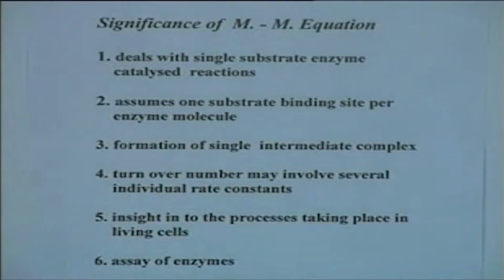The second limitation, and of course the significance of the Michaelis-Menten equation, is that it assumes one substrate binding site per enzyme molecule. When we wrote our mechanistic expression for enzyme substrate binding, we only took one enzyme and one substrate molecule: one substrate molecule binds to one enzyme molecule, thereby assuming that the enzyme possesses only one substrate binding site, which is also not true in many cases. Most of the enzymes, and particularly the ones which have quaternary structure for their function, will have more than one binding site on the enzyme molecule.